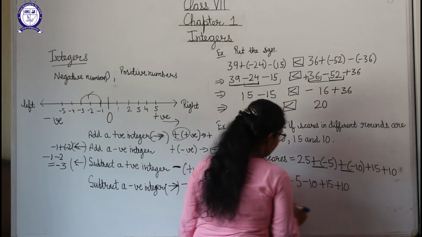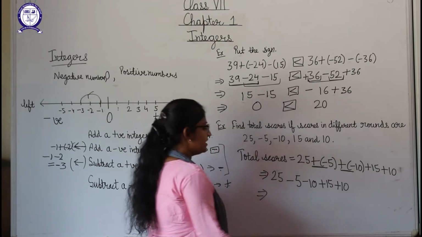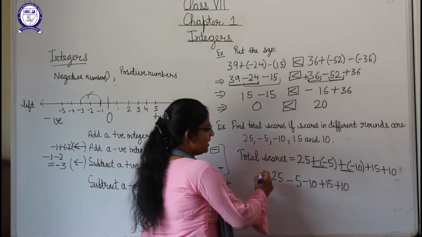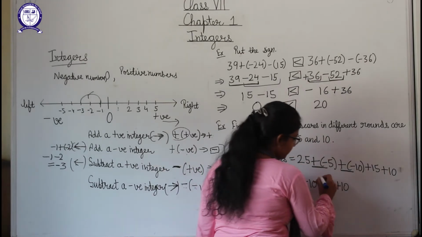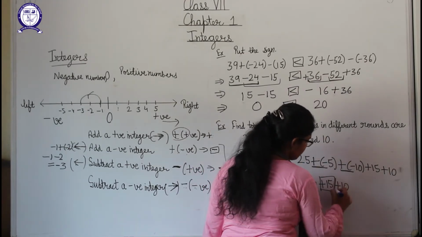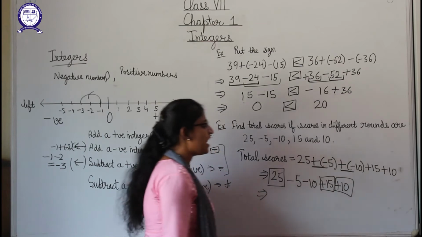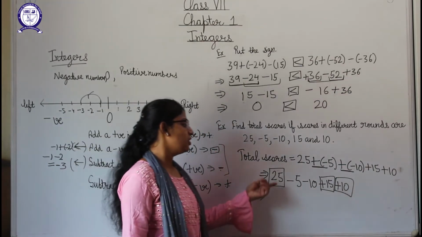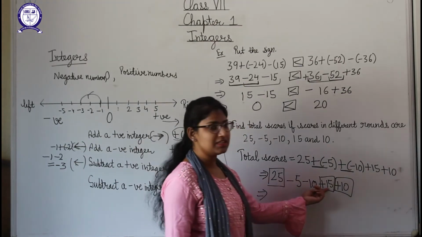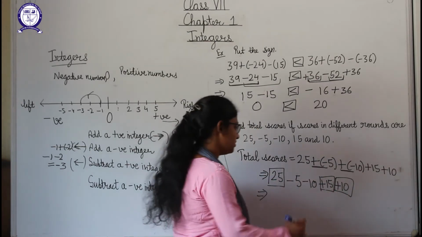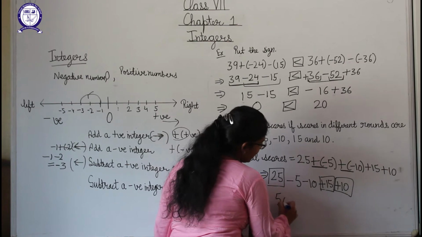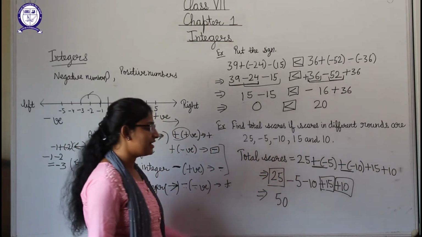Okay, now what will we do? Students, in these cases you can simply add the positive integers. Here 25 is positive, 15 is positive and 10 is positive. So we will add these three integers. 25 plus 15 is 40 and 40 plus 10 is 50. So it means by adding all the positive integers we are getting 50.